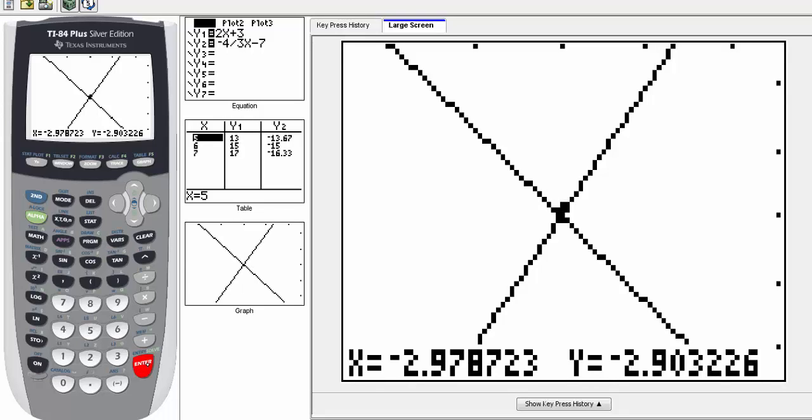Okay, so we've zoomed in here, and what we're looking at is where do they intersect? And if we look carefully, this would be over -3 and then down -3.